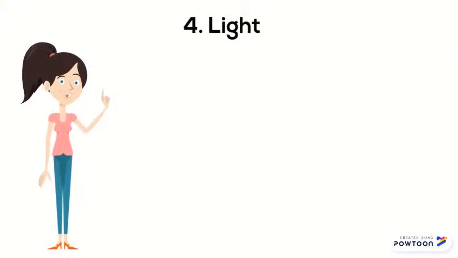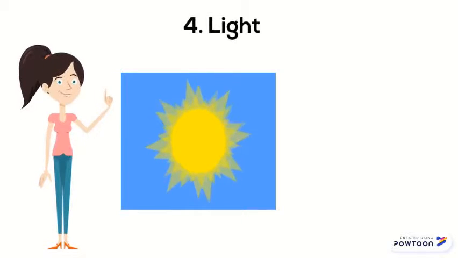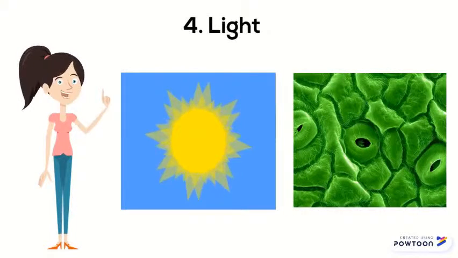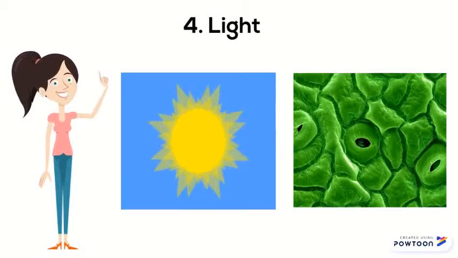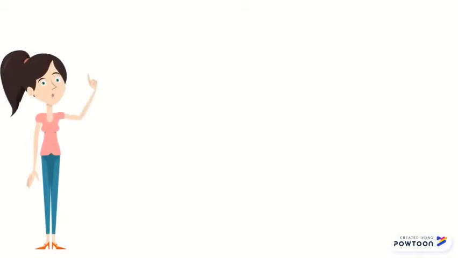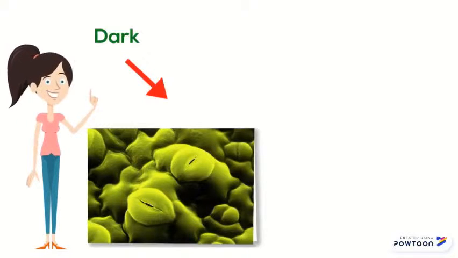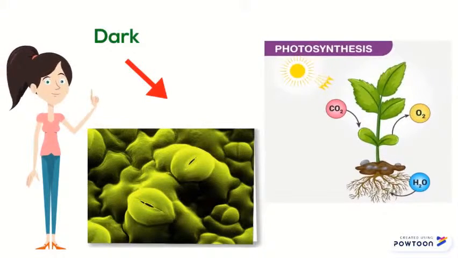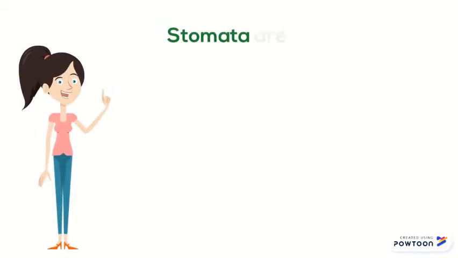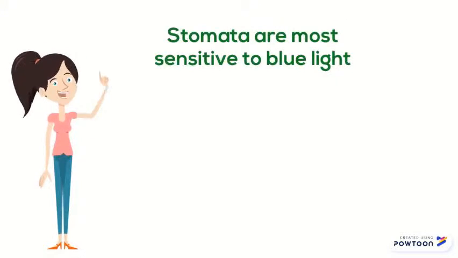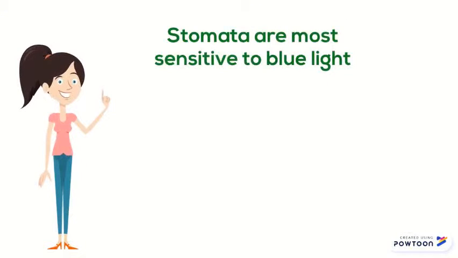Light. Stomata are triggered to open in the light so that CO2 is available for the light-dependent process of photosynthesis. Stomata are closed in the dark in most plants. Very low levels of light at dawn can cause stomata to open, so they can access CO2 for photosynthesis as soon as the sun hits their leaf. Stomata are more sensitive to blue light, the light predominating at sunrise.